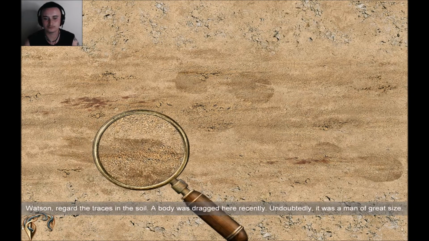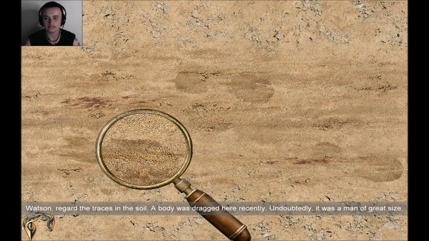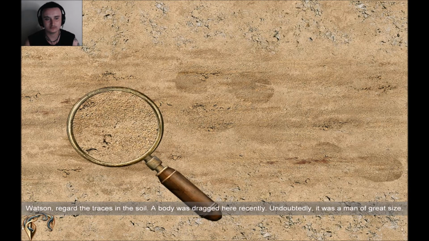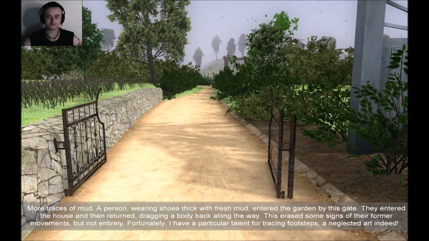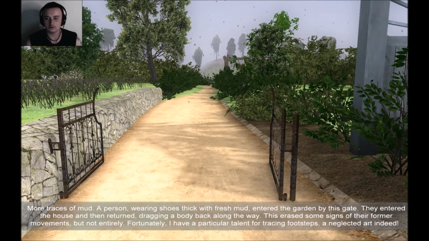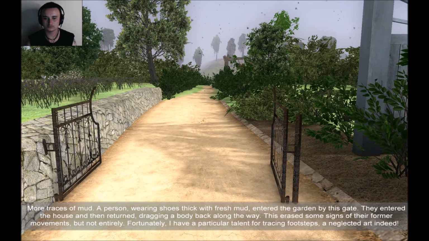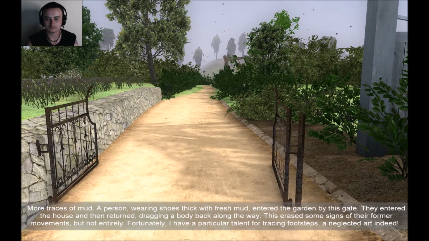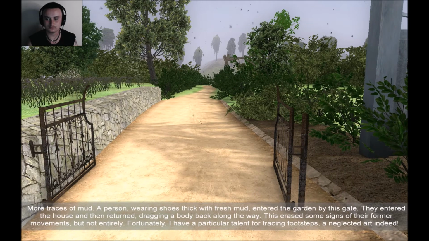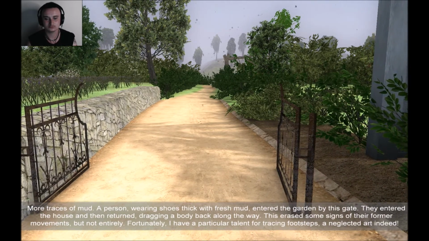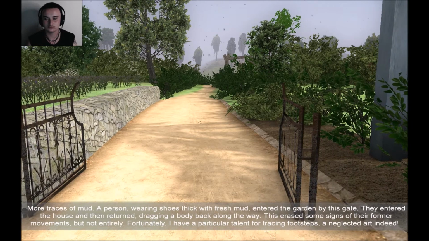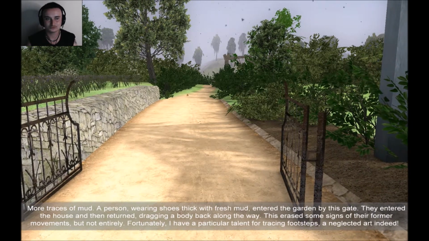Watson, regard the traces in the soil. A body was dragged here recently. Undoubtedly, it was a man of great size. More traces of mud. A person wearing shoes thick with fresh mud entered the garden by this gate. They entered the house and then returned, dragging a body back along the way. This erased some signs of their former movements, but not entirely. Fortunately, I have a particular talent for tracing footsteps. A neglected art indeed.